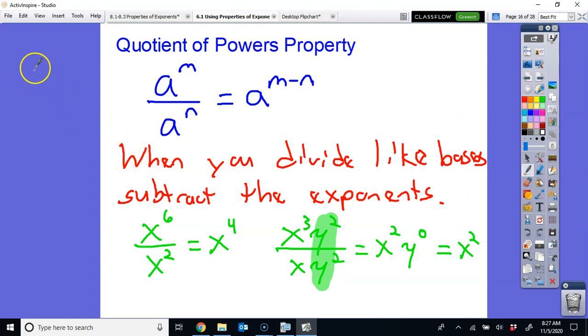Now, I do want to point out, I didn't point this out necessarily on the properties when we multiplied like bases, but if you divide things that are not like bases, don't do this property. Make sure, guys, the big key with these properties is you only use the properties that are allowed. You don't make up your own properties. I don't care how smart you think you are at math, Mr. Harrison doesn't make up his own properties. I use these properties when I'm dealing with exponents, and I only use these properties. I don't make up my own.